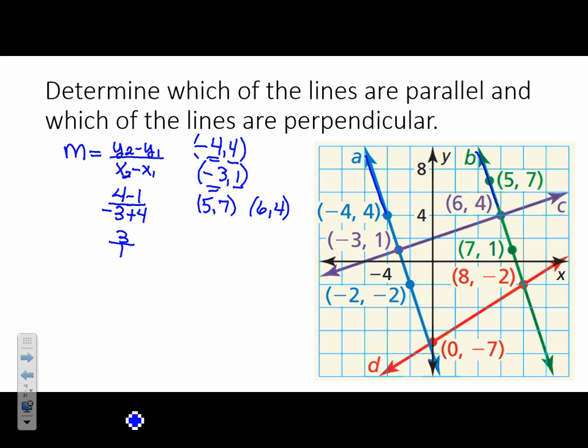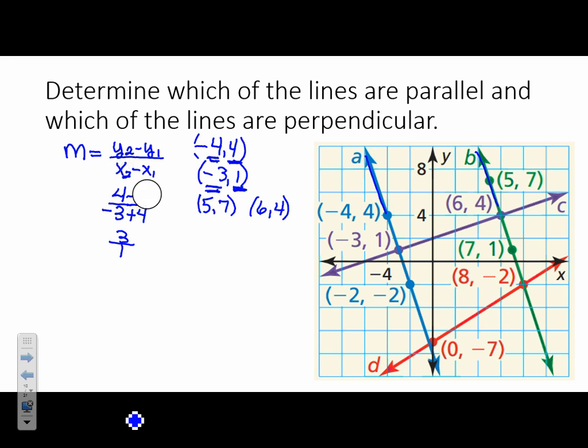Does everybody see why? If you're falling as you read from left to right, it should be a negative slope. What did we do wrong? Notice I went from 4 to 1 and then -3 to -4. Very common mistake. You can't mix it up. If this is your y2 and this is your y1, then you've got to come back and get your x2 and your x1. Does everybody see why? You have to apply it in order.